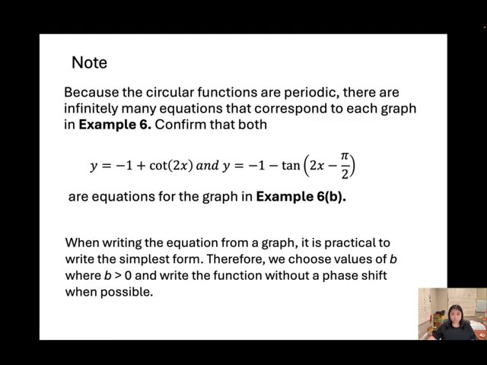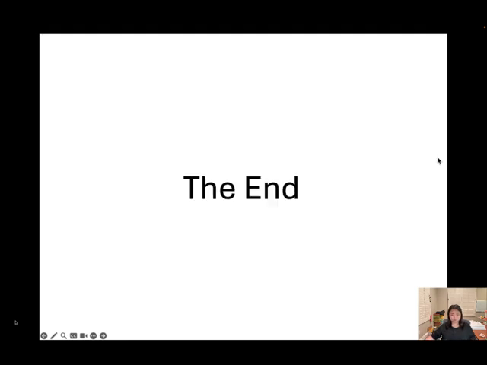When writing the equation from a graph, it is practical to write the simplest form. Therefore, we choose values of b where b is greater than 0, and write the function without a phase shift when possible. That would be too much if we used shifting to the left or to the right. That's it.